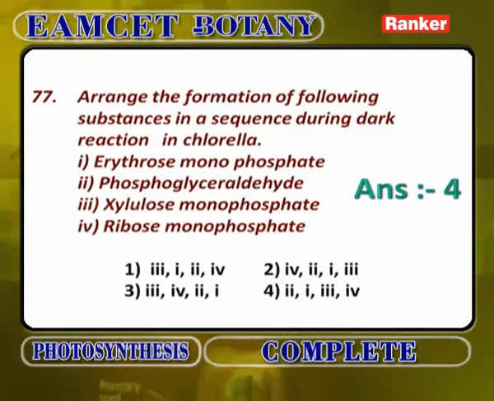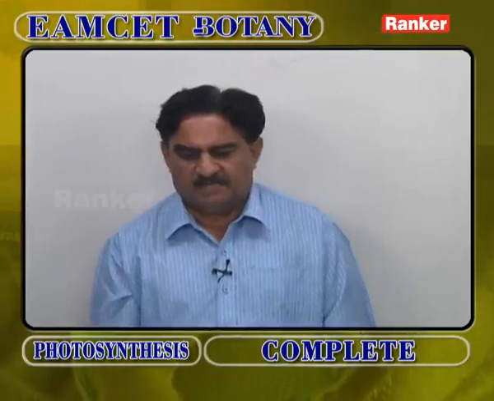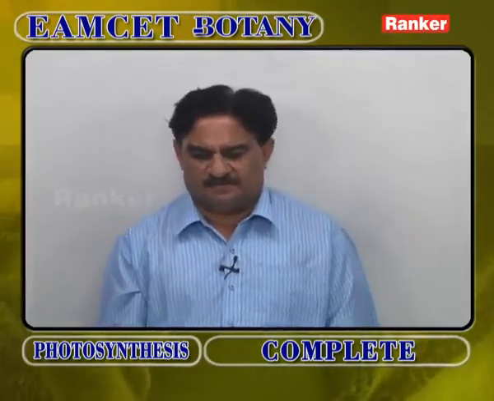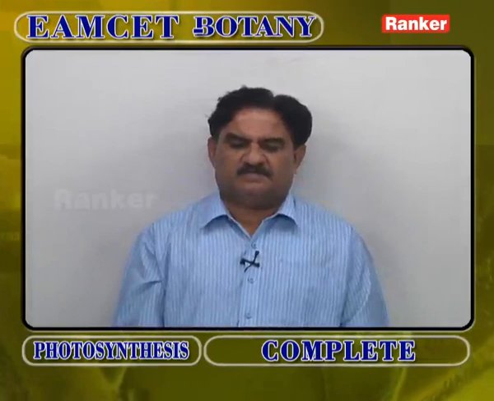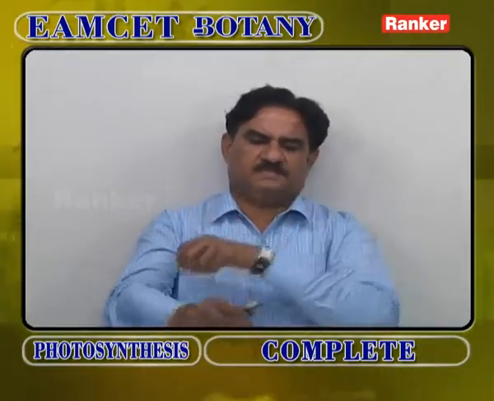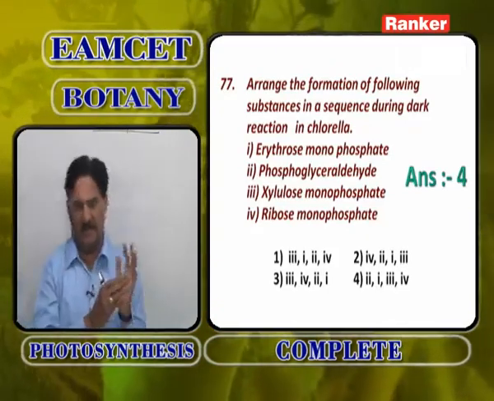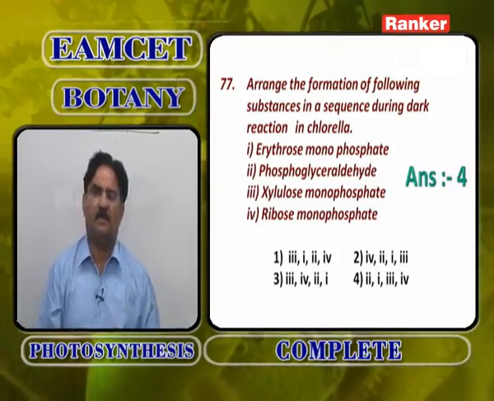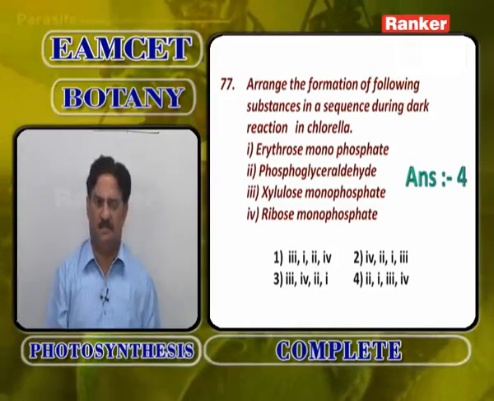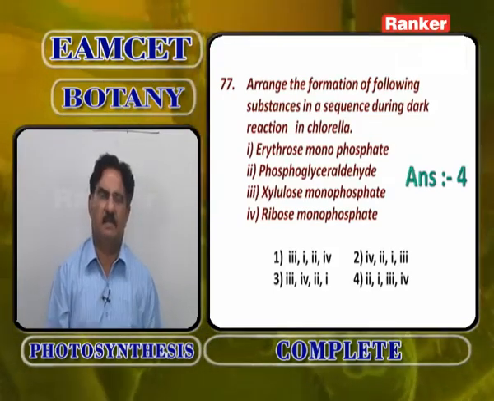Arrange the following substances in sequence during the dark reaction in Chlorella pyrenoidosa. How are they formed? Erythrose monophosphate, phosphoglyceraldehyde, xylose monophosphate, ribose monophosphate. Always the first formed is phosphoglyceraldehyde. 6 molecules of phosphoglyceraldehyde are formed. 1/6 goes to the lumen and 5/6 remains in the stroma matrix. The 1/6 in the lumen produces glucose. The 5/6 in the stroma matrix regenerates RuBP.